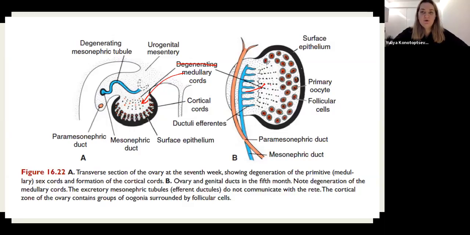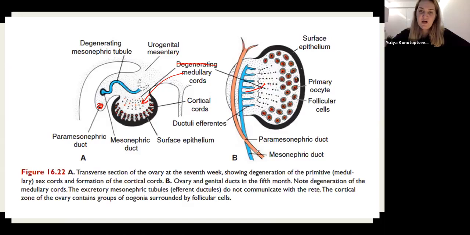Estrogen production. You're going to see that some cells in this part will be actively making estrogen. Estrogen will finish these mesonephros from becoming anything else. They'll just simply finish their degeneration. You can see that somewhere here we have another duct, which is the paramesonephric duct.